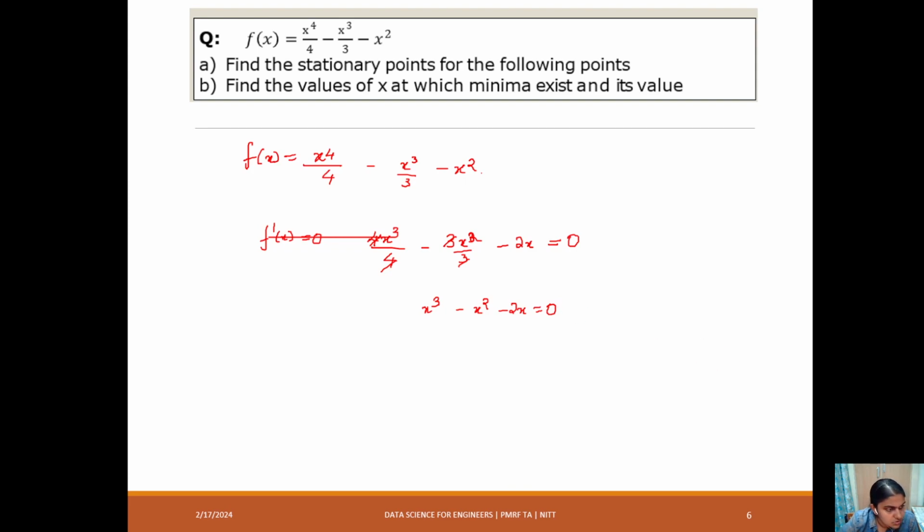So this you can write like x into x square minus, wait a moment please, so x into x square minus x minus 2 equal to 0. So solving for this, you can get x equal to 0 or x equal to, what have you got here for this one?